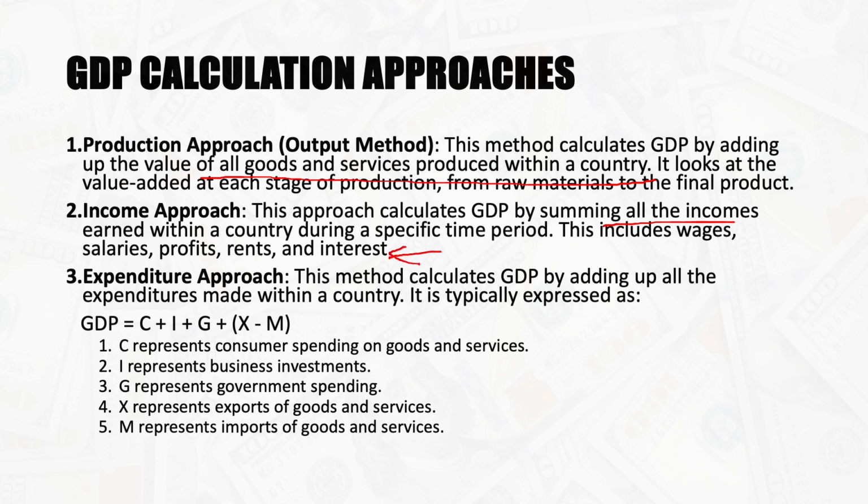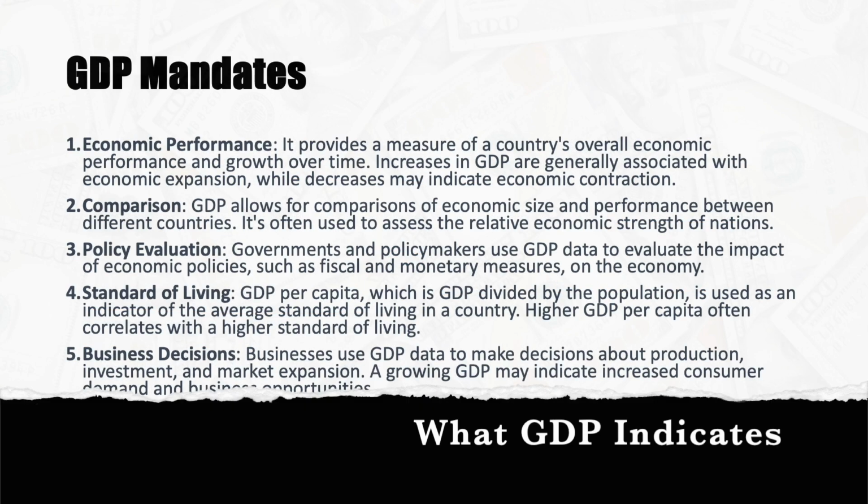The third approach is called the expenditure approach, and this is the approach typically used by most of the countries. This method calculates GDP by adding up all the expenditures made by the country within a year. So the formula is this. It is the accumulation of everything minus the imports, because imports are something we bring from outside the country. That is not your produce, that is not the output of the country, so it is subtracted. And what are the accumulation factors? C, which is consumer spending on goods and services, I for business investments, G for government spending, X for exports, and M for imports.